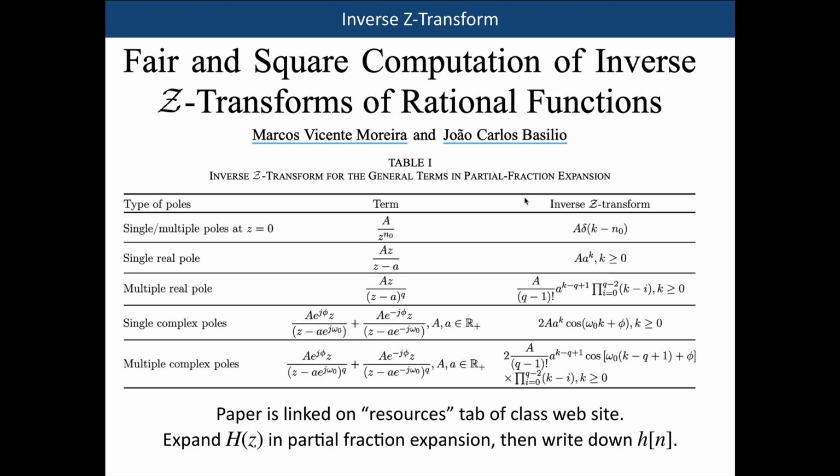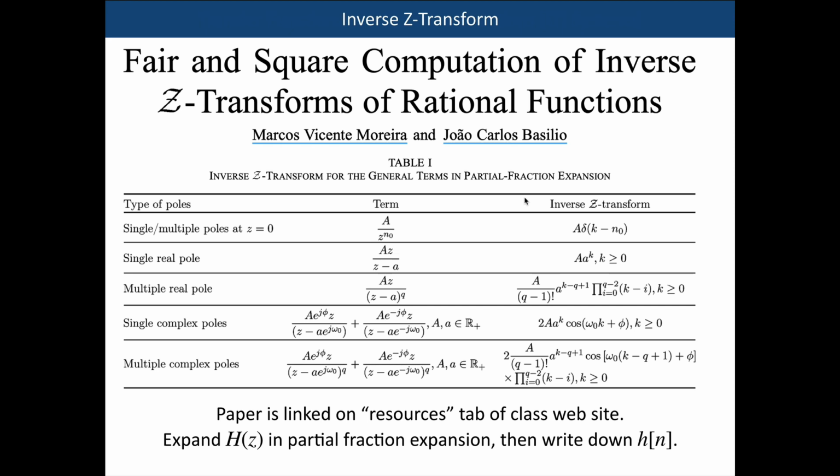Now we're moving on to calculating the inverse Z transform, and I've put a link to a really nice paper on the inverse Z transform computation. A link for this is on our class website. The title is Fair and Square Computation of Inverse Z Transforms of Rational Functions. And essentially, the method is to take a rational function and expand it in a partial fraction expansion.